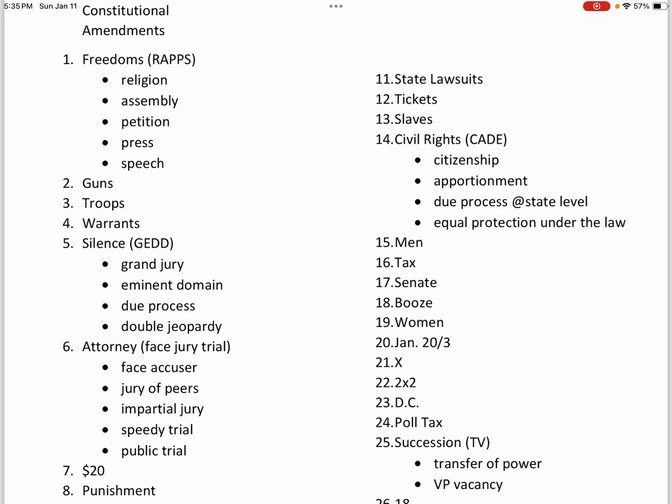Then we go on to number 20, January 20th, January 3rd. We just say Jan 20/3. January 20th is the start date for the president and for Congress. So the president is January 20th. Congress is January 3rd, because the travel time in 1930, the year it was passed, was a lot longer. So after the November elections, they needed time to literally get to Washington, D.C.